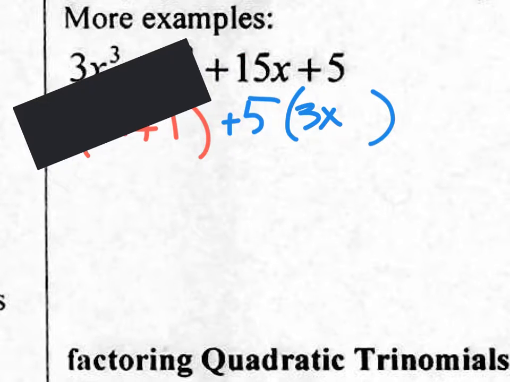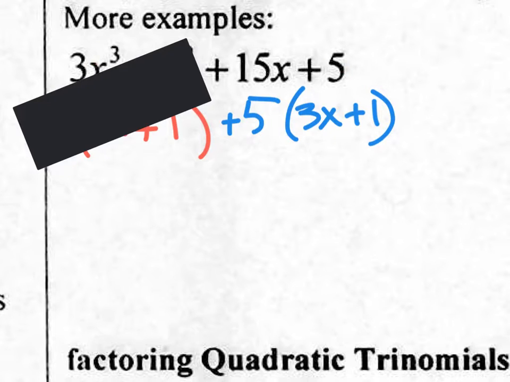And how could I get this other positive 5? In other words, 5 times what gives me a positive 5? We know that that would be a positive 1. 5 times 1 gives us that positive 5. So we factored out of the second group, okay?